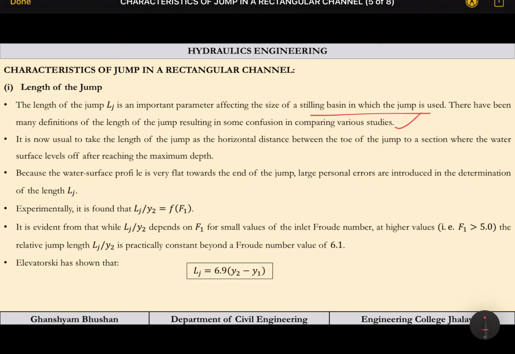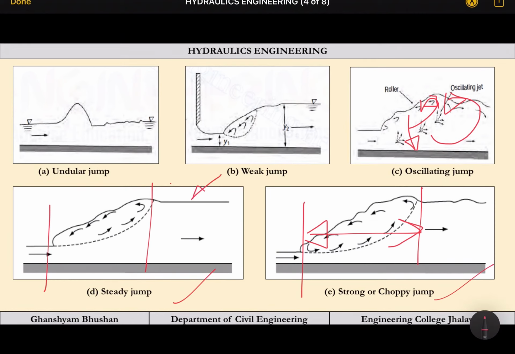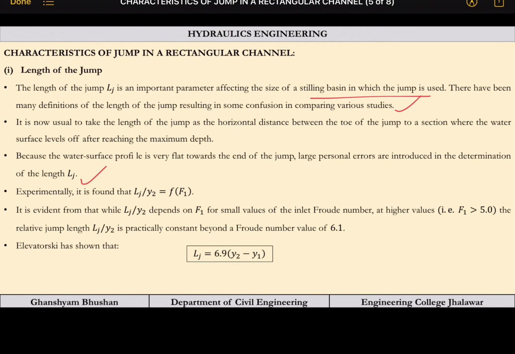Now, because the water depth profile is very flat towards the end of the jump, large personal errors are introduced in the determination of the length of the jump, that is Lj. The denotation is Lj, so you can see here. This is the flat region. We have to check where the jump is becoming flat. Somebody can say, okay, this is the point where the jump is flat, because there will be so much turbulence here. Someone else can say, this is the point. That is why it is very erroneous.